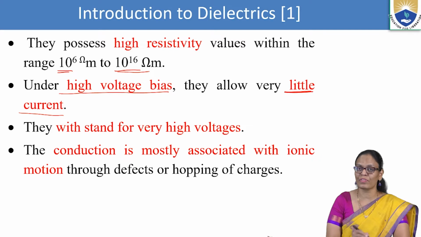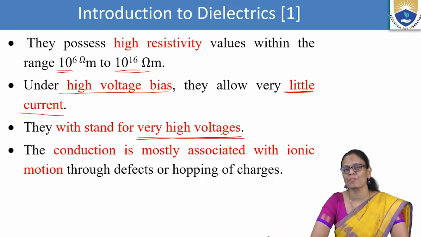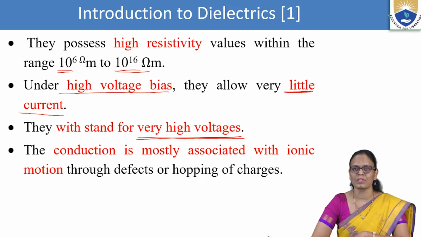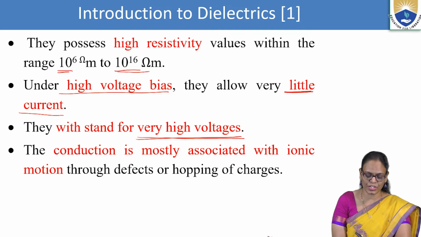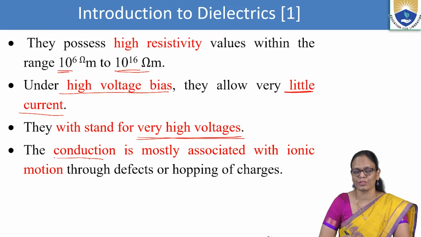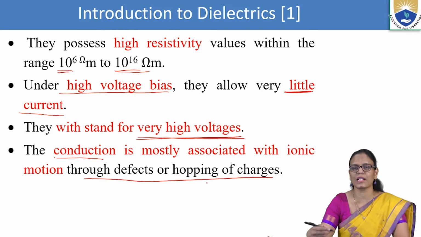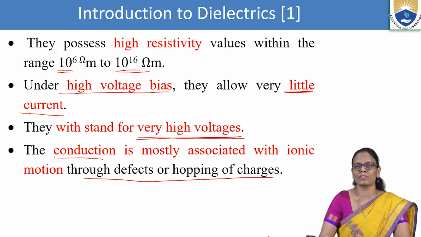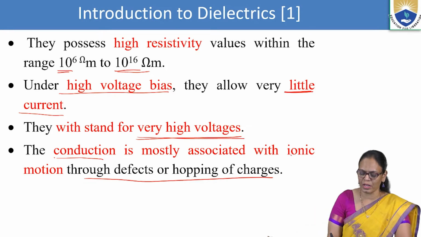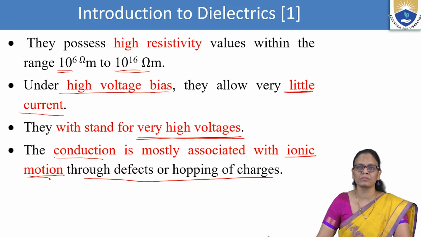And they can also withstand very high voltages. When we apply such high voltage, it should not break down. So, they can withstand very high voltages. And the conduction here is mostly associated with ionic motion, that is, through defects or hopping of charges from one side to the other side. That looks like a movement of charge or ionic motion. So, it is mostly due to ionic motion.